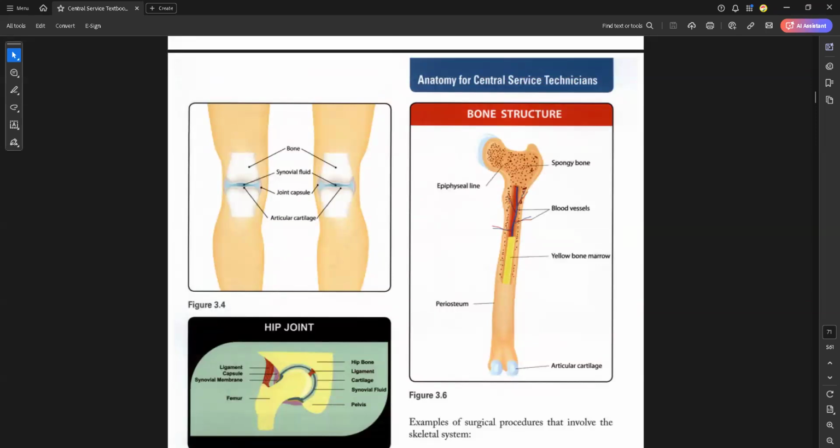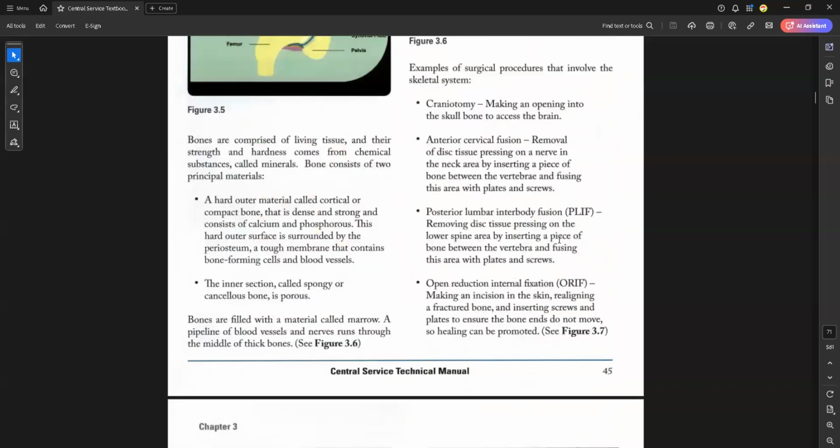Figure 3.5, very good. When you look at figure 3.5, you see an example of the hip joint, which is the ball and socket type. I mean the leg, the thigh bone is into the hip bone area. That's an example. Very interesting. When you begin to work in sterile processing, sometimes the OR will call for an instrument, and you will send something to them, and you see some procedures. Very fascinating.